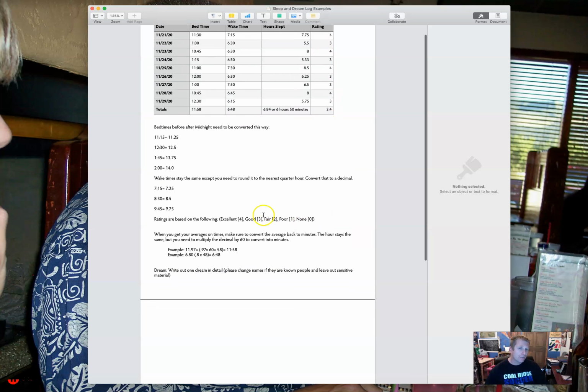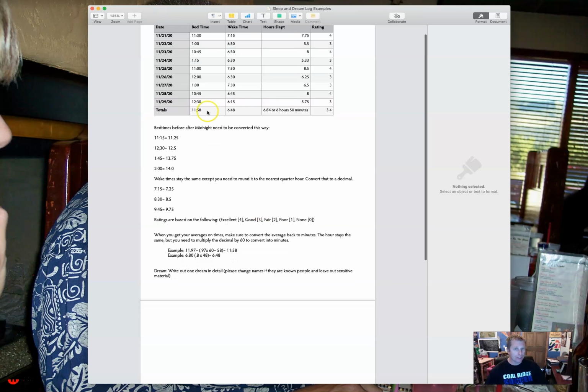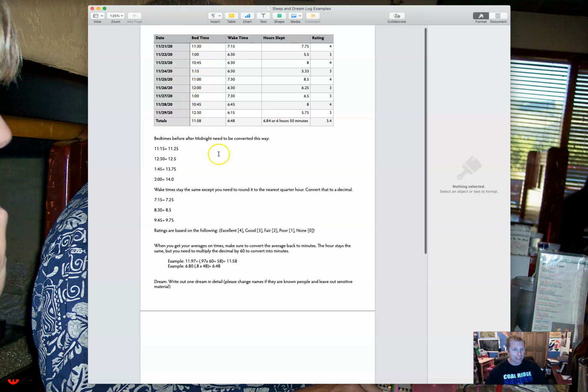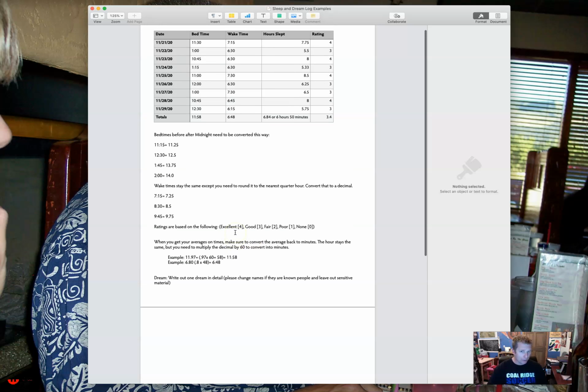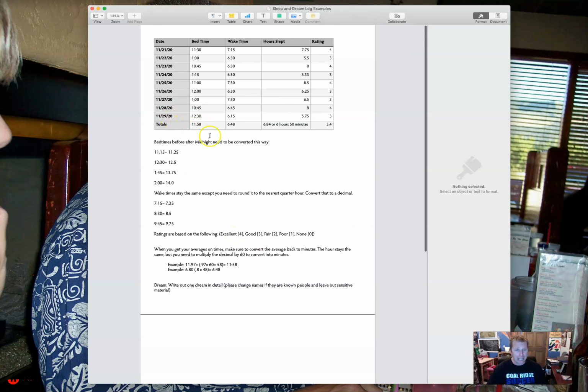When you add these all up, for instance, I added up all my bedtimes and I got 11.97 because I converted to a decimal. Now there's no 11:97 on the clock. So I keep that 11 the same, but then I multiply 0.97 times 60, which converts it back to minutes. I got 58.2, which I rounded. And so my average bedtime during this little 2-week period was 11:58.